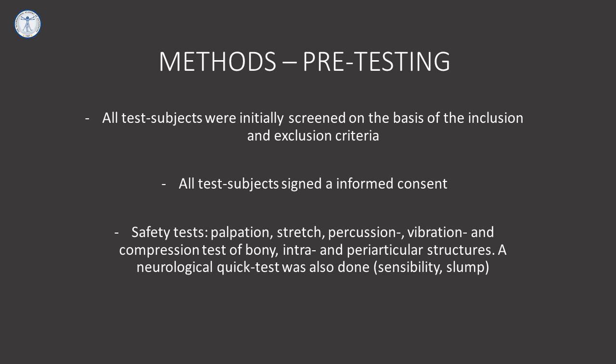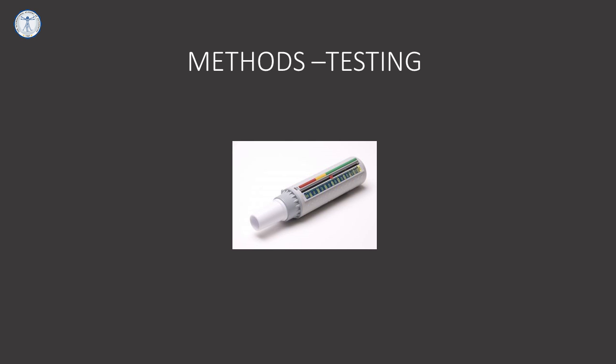The tests included palpation, stretch, percussion, vibration, and compression tests of bony, inter- and peri-articular structures, and a urological quick test was also done. When the initial screening on the basis of the inclusion and exclusion criteria and the safety tests were done, and these did not exclude the test subject from participating in the study, the testing began. Initially, the subject's peak expiratory flow was measured with a peak flow meter.